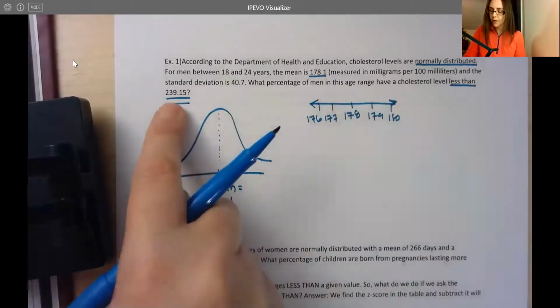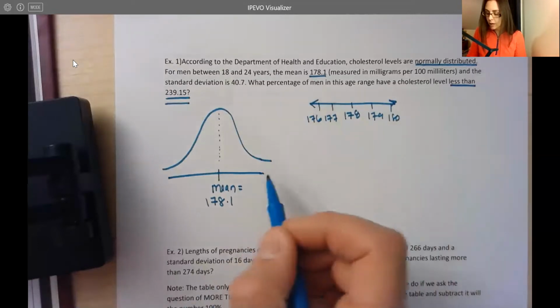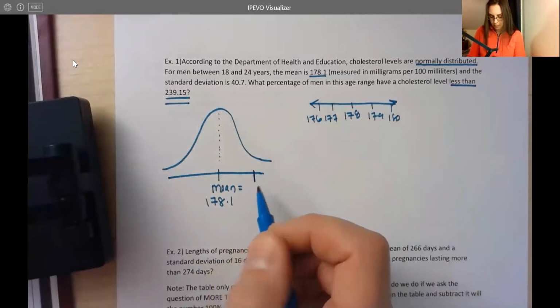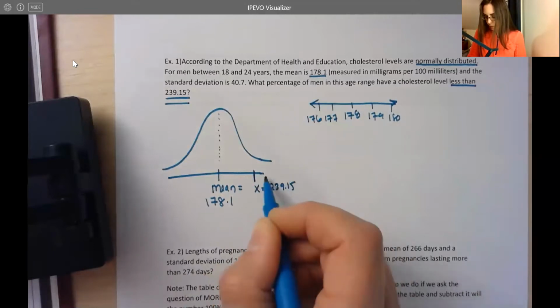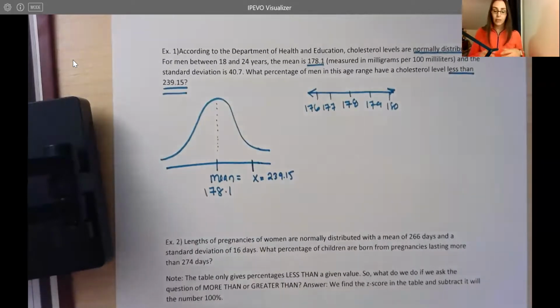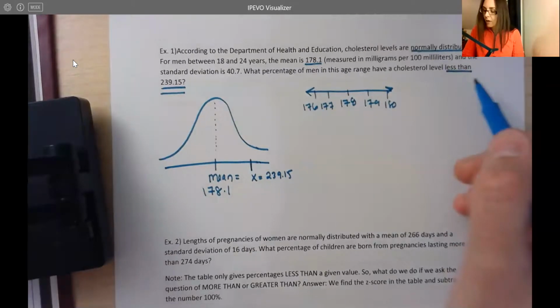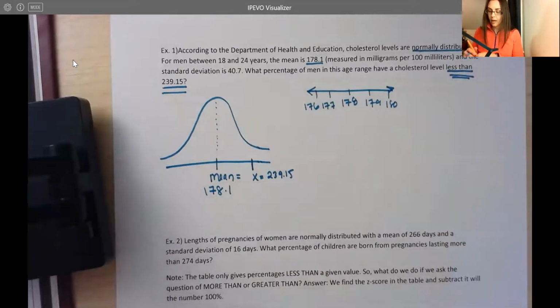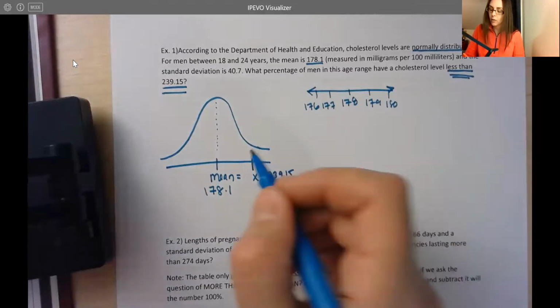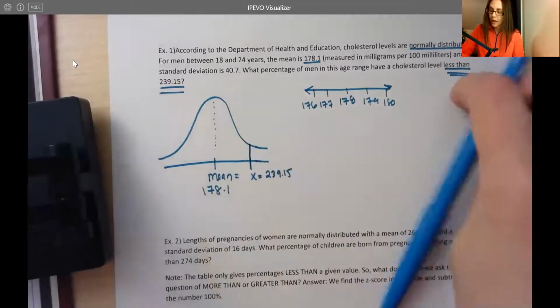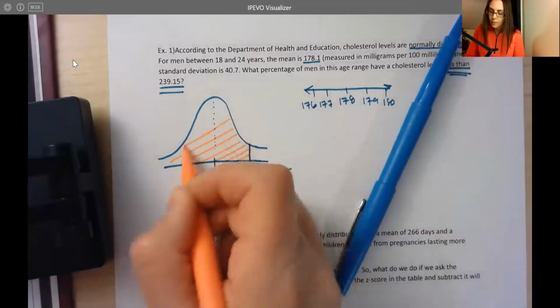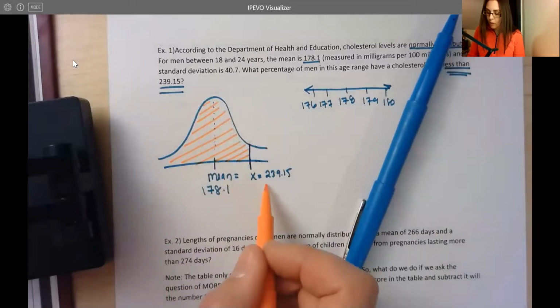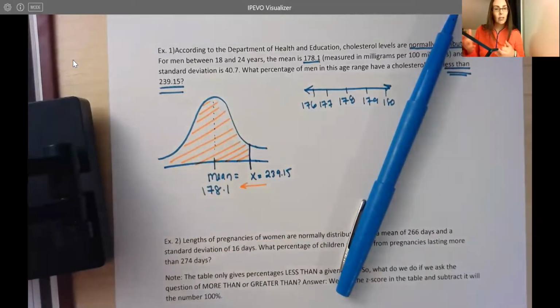So that number 239 is much bigger than 178. So it could maybe be somewhere like right here. And it doesn't have to be perfect. This picture is really just for us to visualize what's going on. And we want values that are less than 239. So really what we're saying is, here's my cutoff, and I want all values smaller than this, right, because we're looking for all values less than this. So this is what the visual looks like.